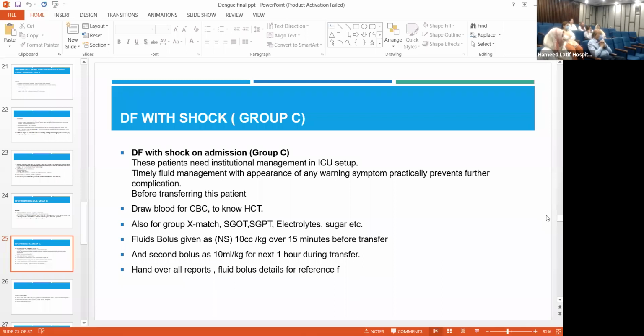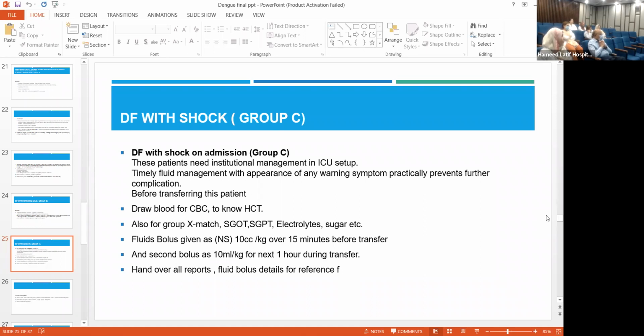We will draw blood for CBC and hematocrit status, and cross match should be available immediately, and we will send LFTs and electrolytes. Fluid bolus immediately, as I mentioned before, normal saline 10 cc per kg over 15 minutes. Earlier it was over 2 hours, now it is over 15 minutes before transferring the patient to the ICU.